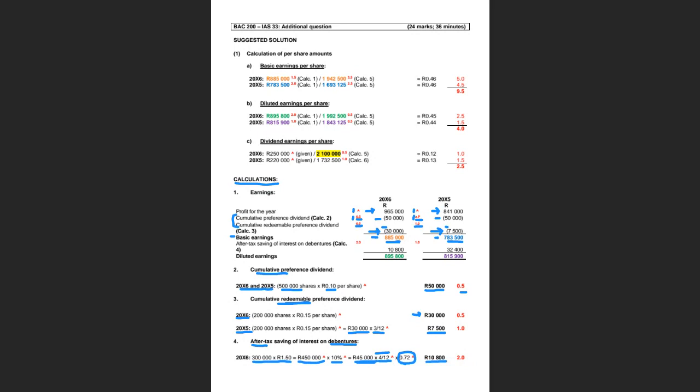Now notice the operation. We add it into our table. You see, we're adding the prior year and the current year into our table. If you get that operation right, you can also get marks for that.